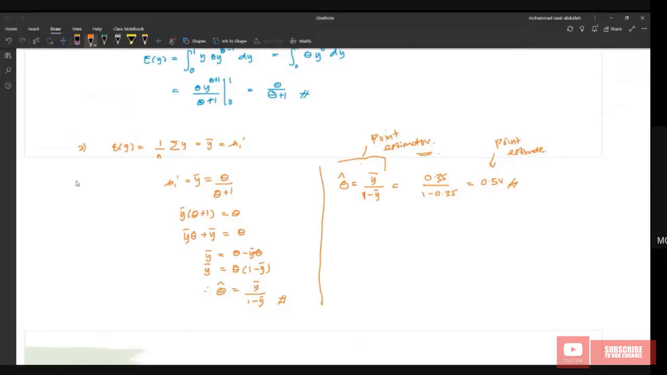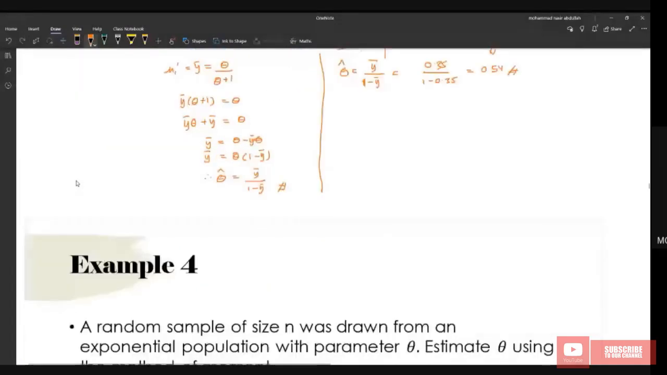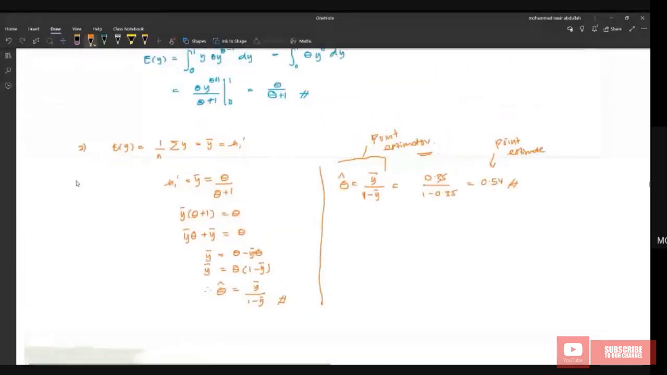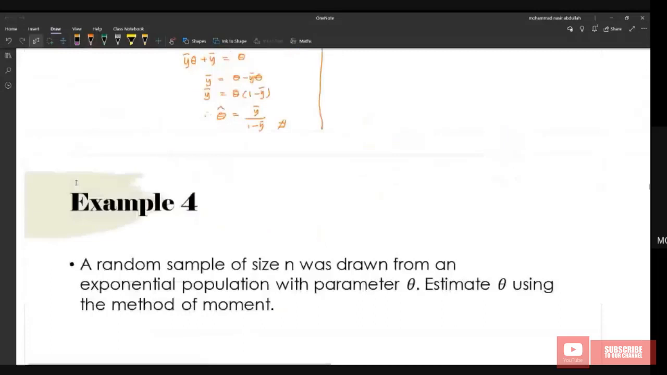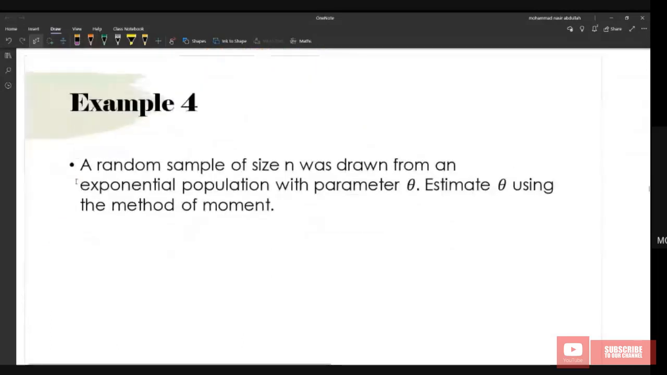So I have prepared many examples for you. At least we want to see all the examples. So make sure you understand how to solve for an estimator using method of moments. So until this stage, do you have any question? If you don't have questions, then we move to example number 4. So now look at example number 4.